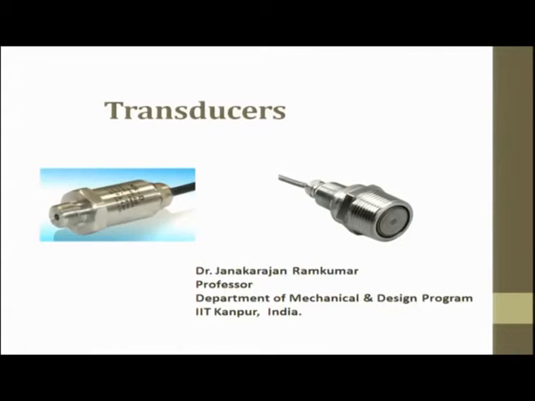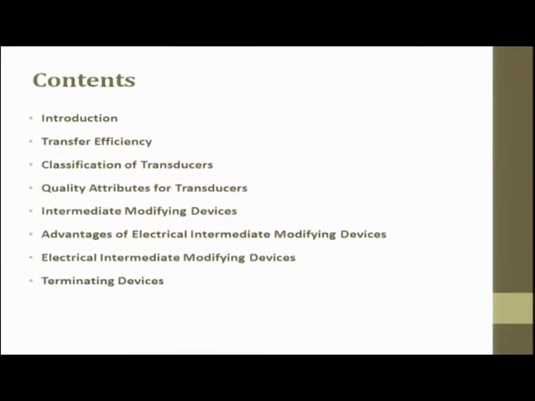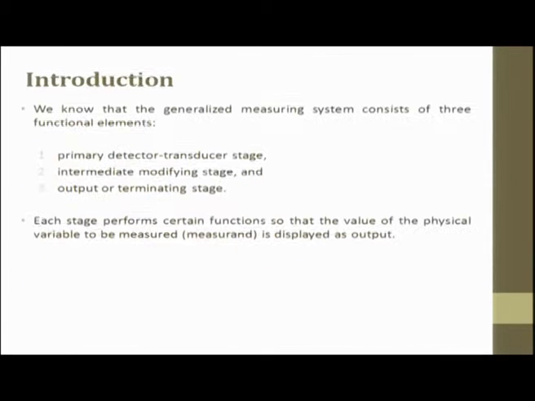The next topic of discussion is going to be transducers. These two figures are transducers. So, first of all we will see what is a transducer, and then we will try to see the transfer efficiency, classifications of transducers. There are several types of transducers. Then quality attributes for transducers, intermediate modifying devices, advantage of electrical intermediate modifying devices, then electrical intermediate modifying devices, and terminating devices. These are the topics which we will be covering in this lecture.